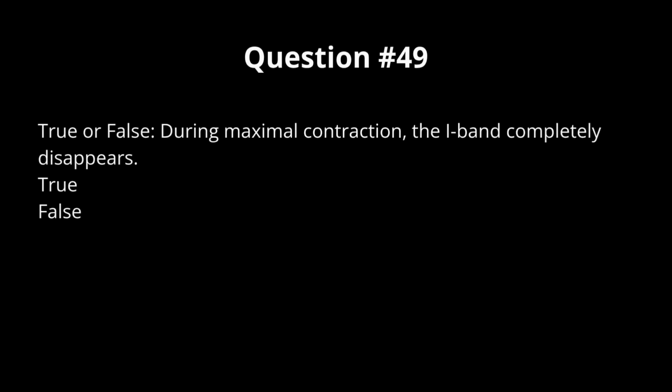Question number 49. True or false? During maximal contraction, the I band completely disappears. The correct answer is true. When actin filaments slide fully over myosin, the I band shortens until it is no longer visible.